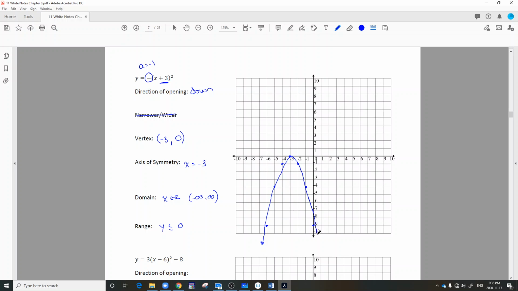So again, you could have started with your y equals x squared graph. You could have then reflected it over the x-axis and made it open down. And then you could have taken that whole graph and moved it left 3. Or, because it's a predictable shape, you can just start at your vertex and then know what the shape will be.